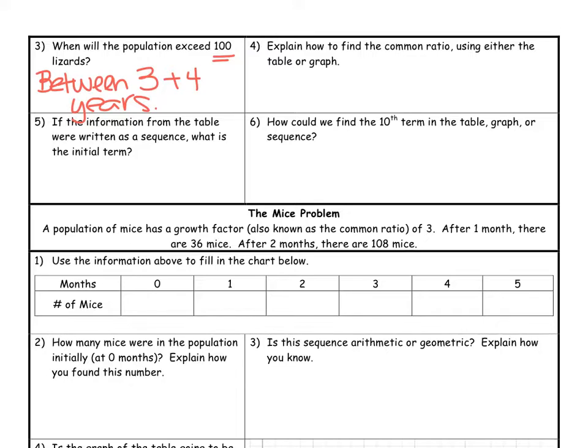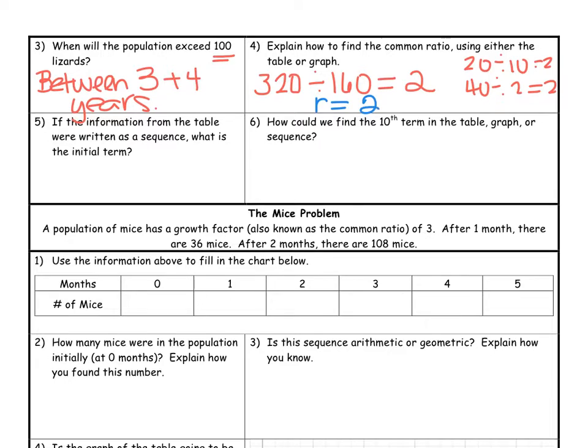So now we want to find the common ratio using either the table or the graph. And last night we talked about using consecutive terms and dividing the following term by the previous term. So for our lizards, I will pick the last 2 terms. I want to know, what do I have to multiply by 160 to get 320? And so I get 2 because 320 divided by 160 is 2. I could do the same thing with the other terms. 20 divided by 10 equals 2. 40 divided by 20 equals 2. So our common ratio is 2.